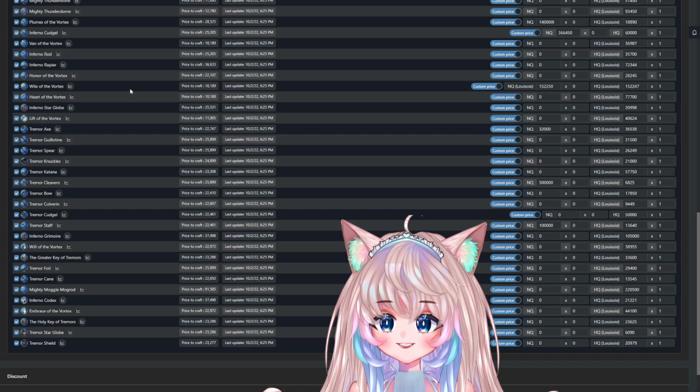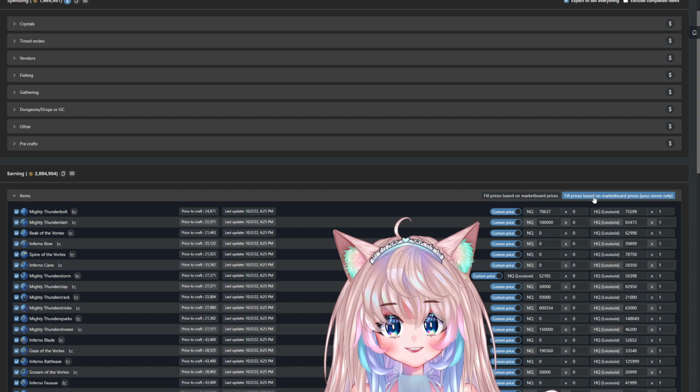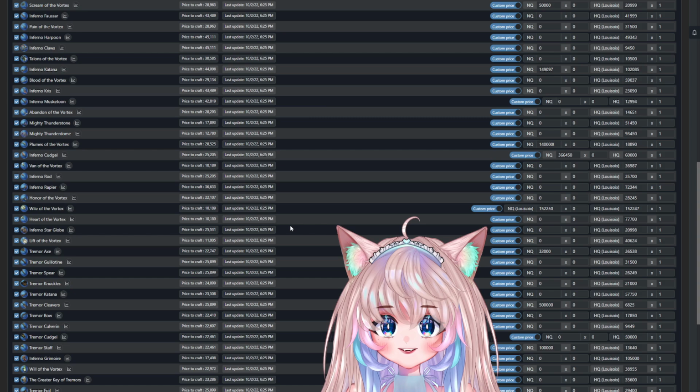Something like the Vial of the Vortex, craftable with 10k gil, but you can sell it for 152,000. Well, that is just my server. That is why we use the price to craft and the build prices based on your market board only to see what is worth it for you. But that's all we have with Glamour. Let's move on to the next section, which is low level crafting.